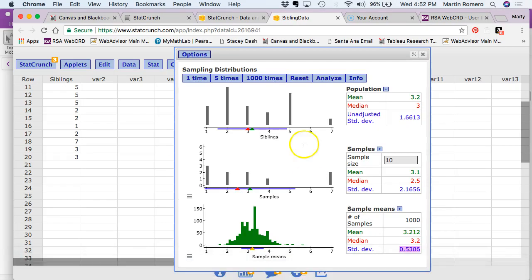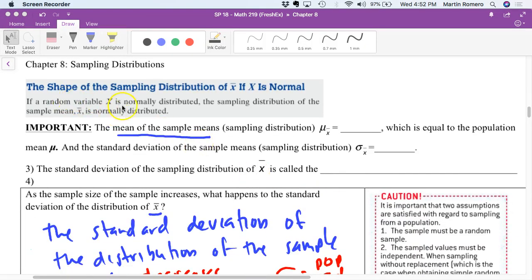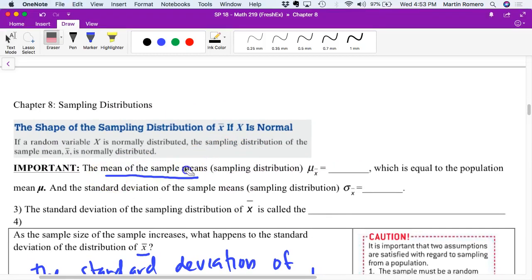And that was because when we looked at the distribution, it was a lot closer than the original population. And this is what we were looking at here. Here's the population distribution. It's wider. Here are the sample distributions, closer together. In this case, we're curious about the shape of the sampling distribution. What we know is if a random variable x is normally distributed, the sampling distribution of the sample mean is normally distributed, which we kind of see in those pictures. It leads us to some important conclusions that we want to fill in.